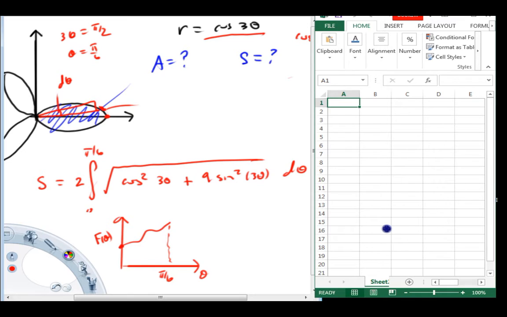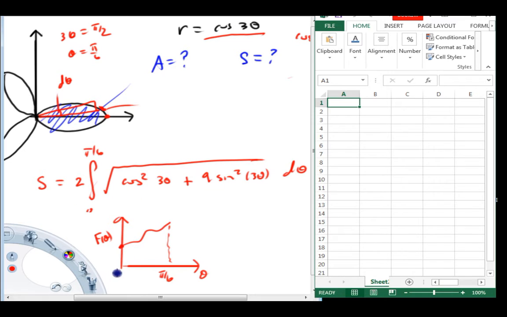I want to focus here on what I need. So what we're going to do now is talk about how to integrate this expression: 2 times the integral from 0 to pi over 6 of the square root of cosine squared of 3 theta plus 9 sine squared of 3 theta, d theta. Now, I'm going to think of this, the whole thing including the 2, as some function of theta. Some things to note: if I put 0 in for theta, this sine term is 0, cosine of 0 is 1, so this is equal to 2. This function goes through the point 0, 2 when we include the 2.